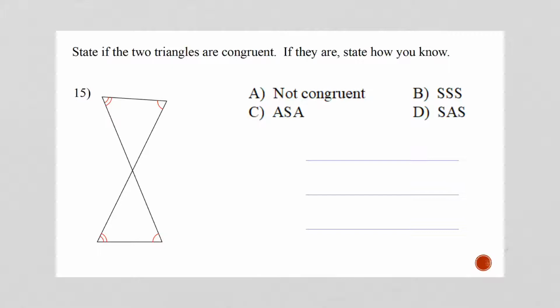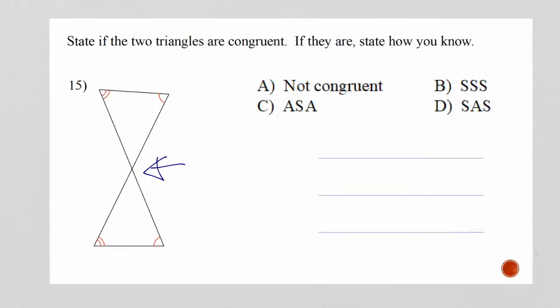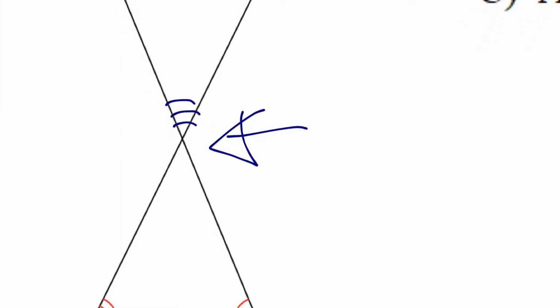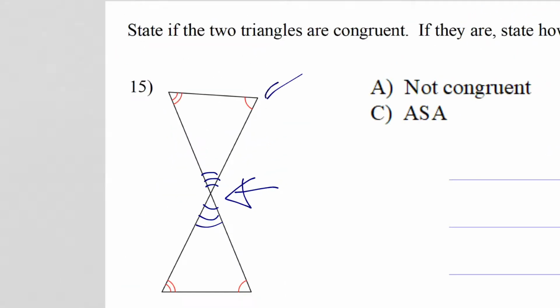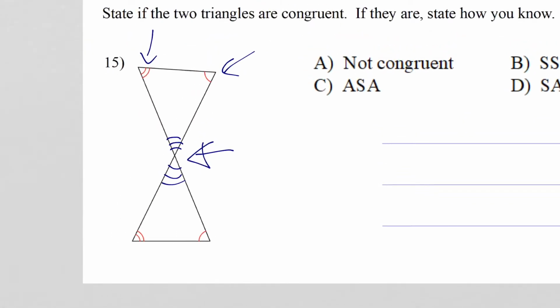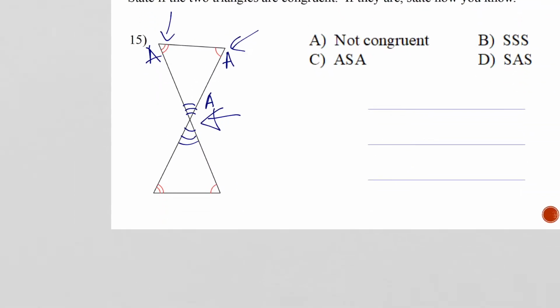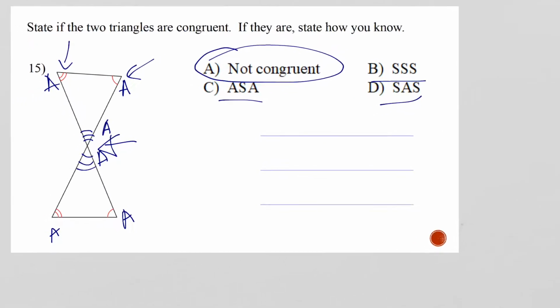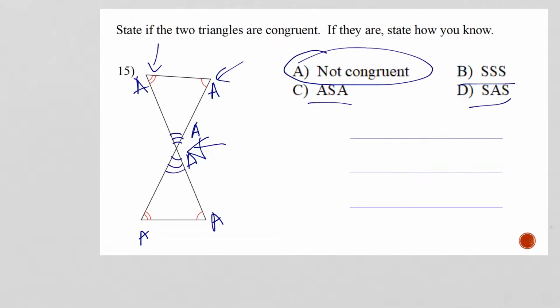Number 15. This has vertical angles again, so I'm going to add this information in. But this time I give them 3 arcs because I already have an angle that has 1 arc and 2 arcs, so it needs to get 3. I don't know anything about the sides. I only know information about the angles. So I have angle, angle, angle. Is there such a thing as angle, angle, angle? The answer to that is no. It's not even an option here because it's not a triangle congruency theorem. So these two triangles are not congruent.